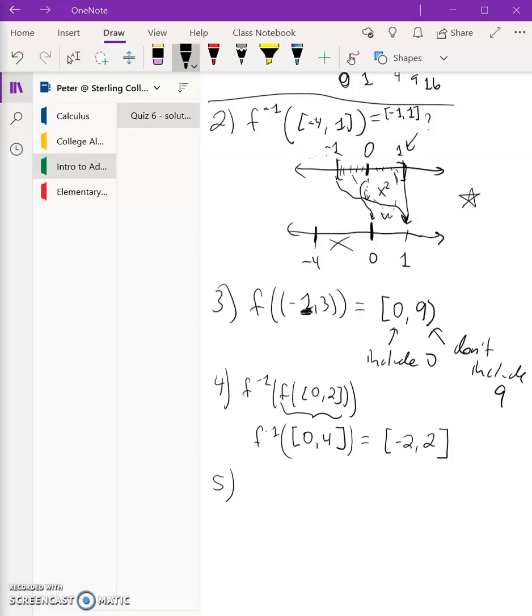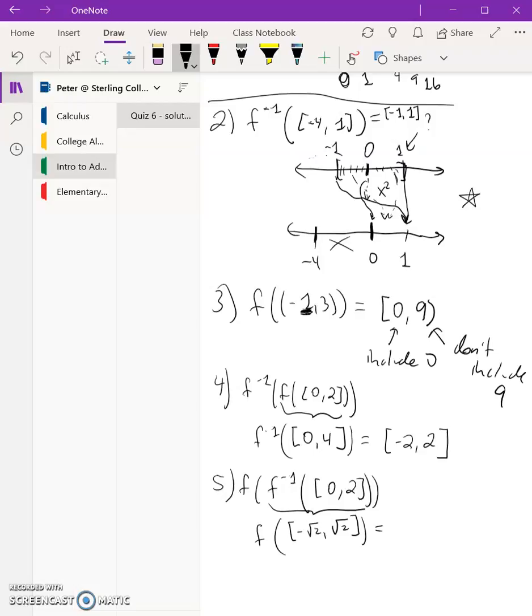Question 5, now we switch the order. Now we do f of f inverse of 0 to 2. First off, we have to find the inverse image. So we're trying to find what numbers get mapped to things between 0 and 2. Well, this is going to be negative square root of 2 to the square root of 2. These are all the numbers that get mapped to that. But I'm now trying to take the image of this. And now if I map all of this forward using x squared, I'm going to now have 0 to 2.